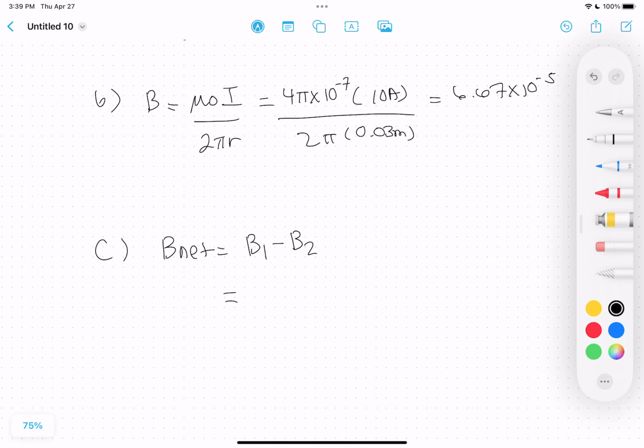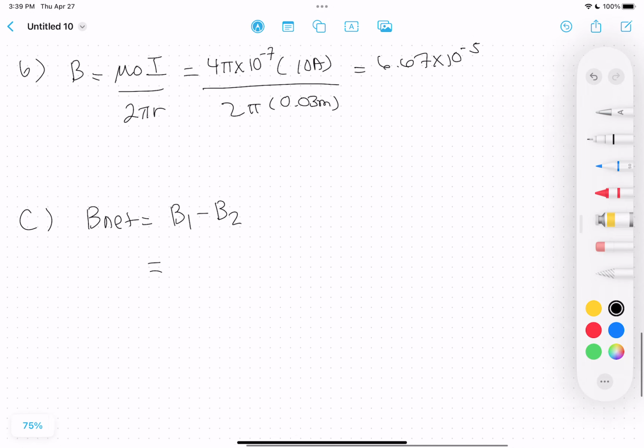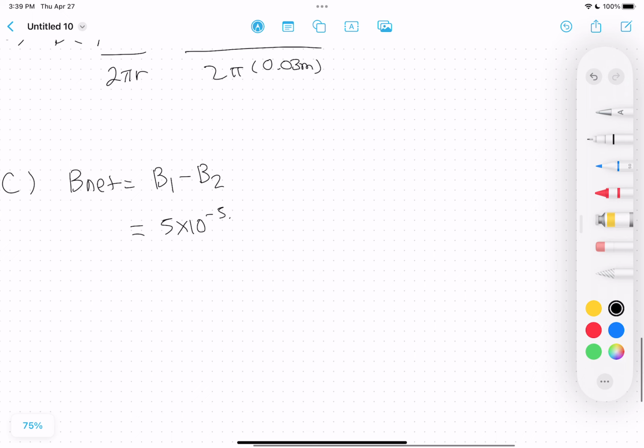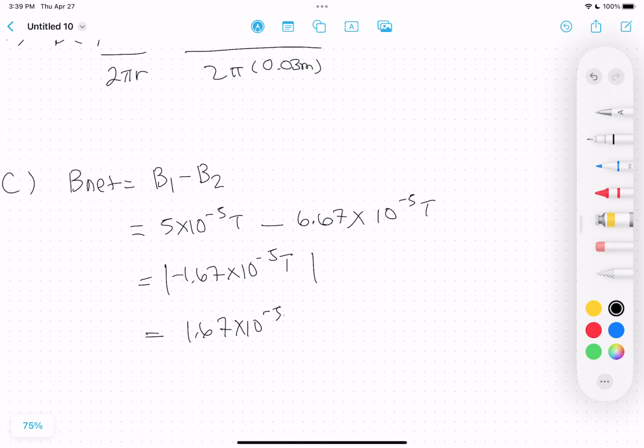So for B1 we had 5 times 10 to the negative 5 Teslas, and then minus 6.67 times 10 to the negative 5 Teslas. If we subtract that, 5 minus 6.67, we get negative 1.67 times 10 to the negative 5 Teslas. They're looking for the magnitude, so we just take the absolute value and you're left with 1.67 times 10 to the negative 5 Teslas. Now, because they're asking for direction, remember what I said? Positive is into the page, negative is out of the page. So in this case, it's out of the page.